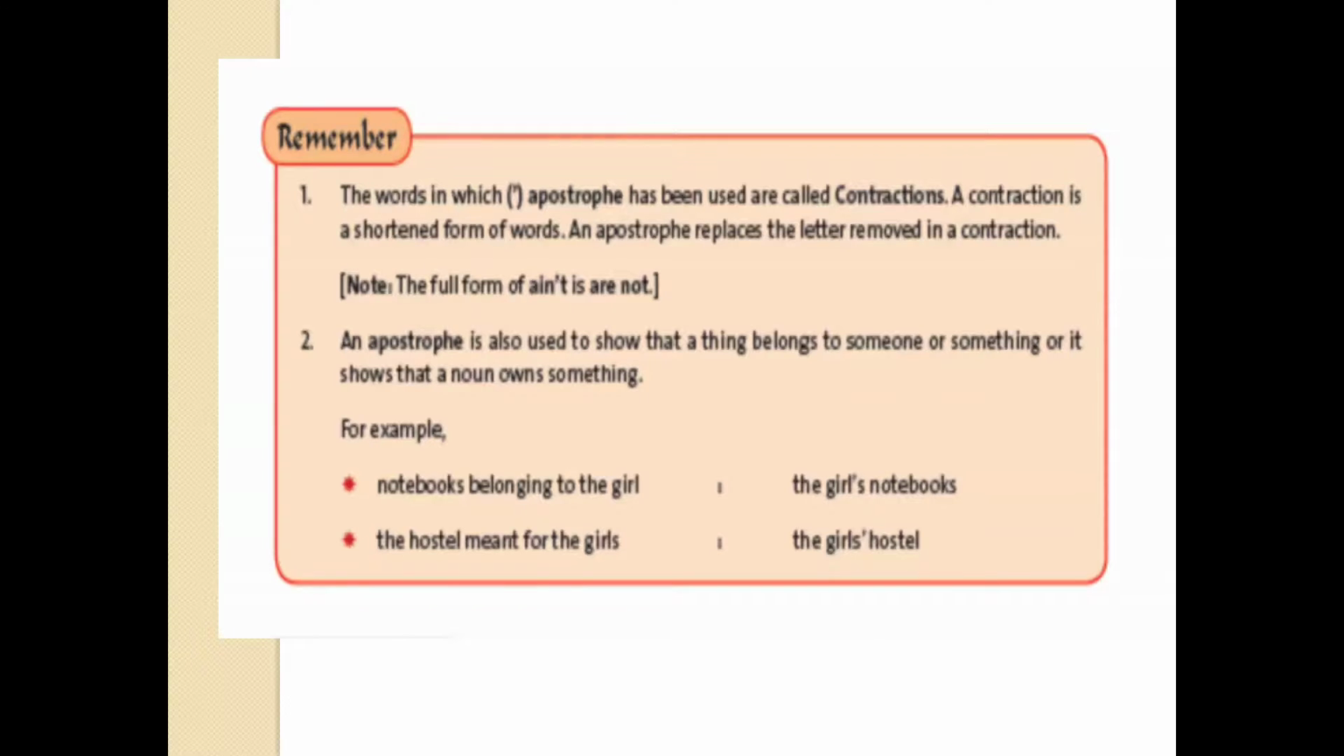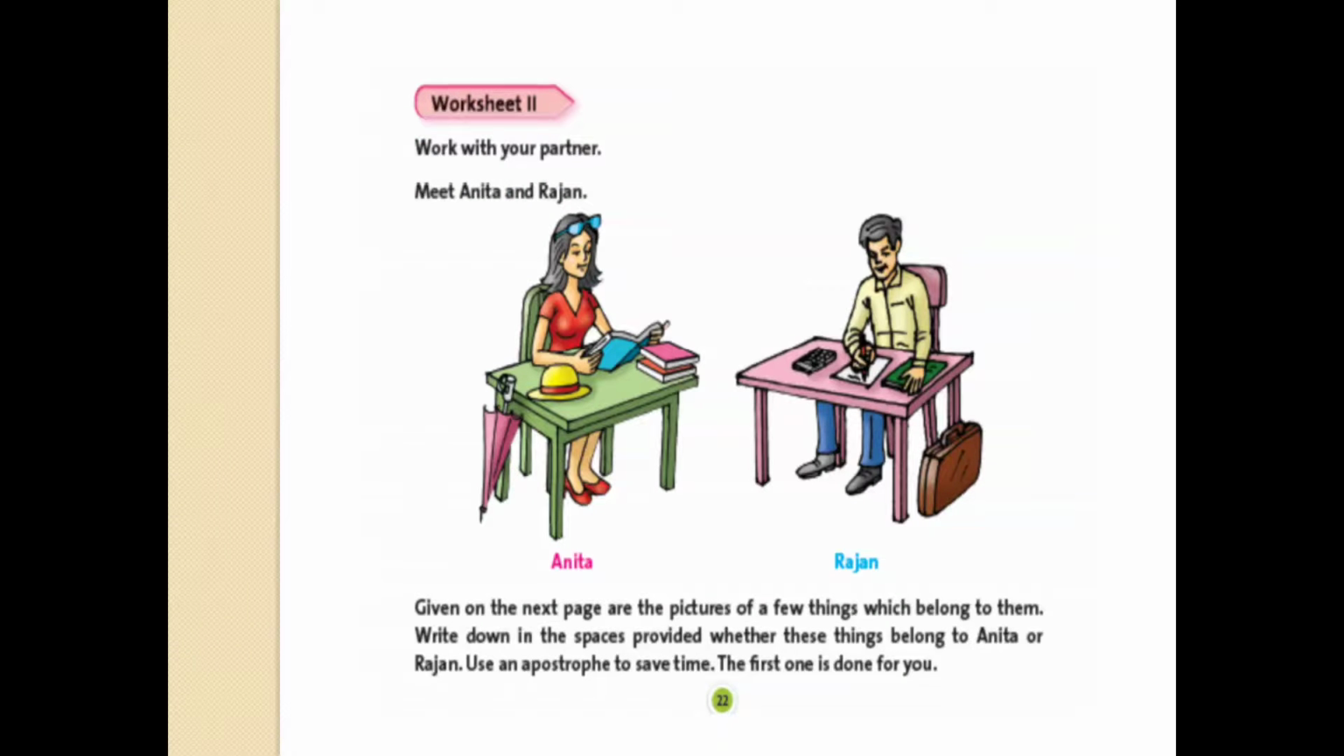Now look at some more examples in the next worksheet. Worksheet number 2, work with your partner. Meet Anita and Rajan. Here we have two pictures. The girl is Anita and the boy is Rajan. Given on the next page are the pictures of a few things which belong to them. Write down in the spaces provided whether these things belong to Anita or Rajan. Use an apostrophe to save time. The first one is done for you.